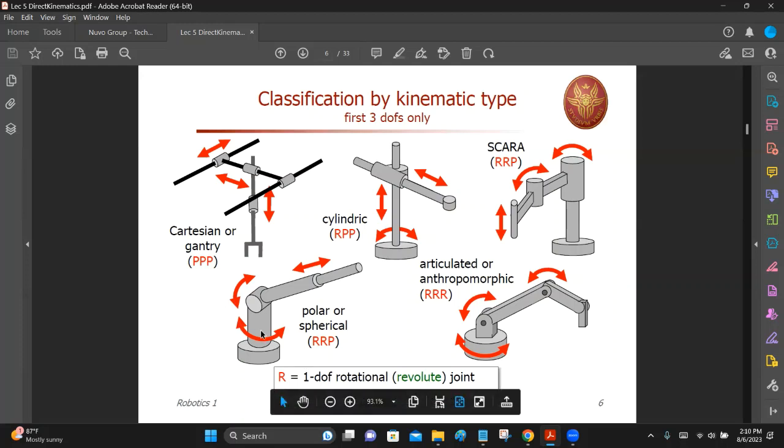This is spherical, in line with the polar coordinate system. 1 rotation, basically 2 rotations and 1 prismatic joint, right? And this one is the articulated or anthropomorphic manipulator, very much like the human hand, right? So very complicated, but it's very efficient and compact compared to other manipulators.